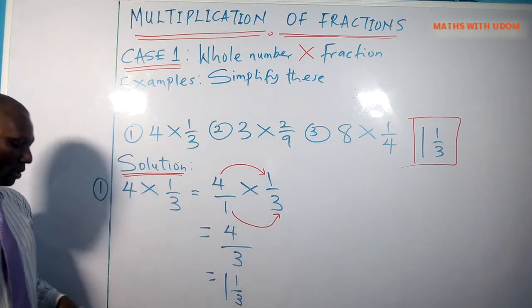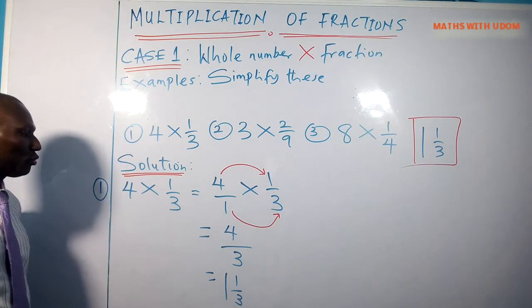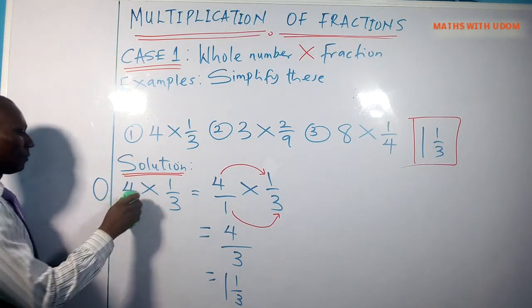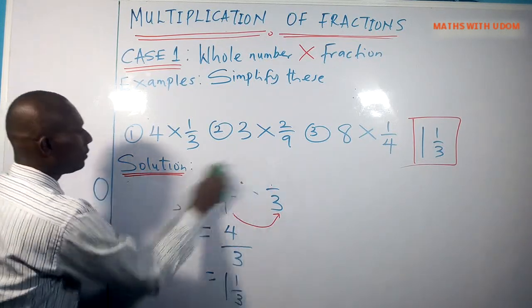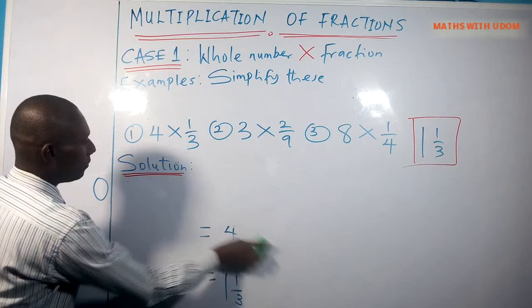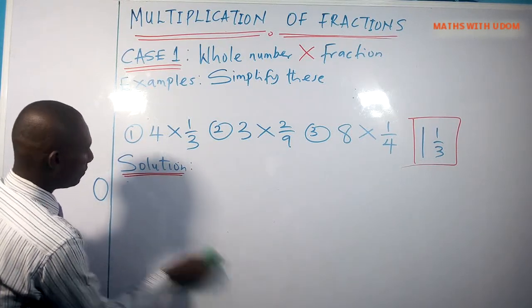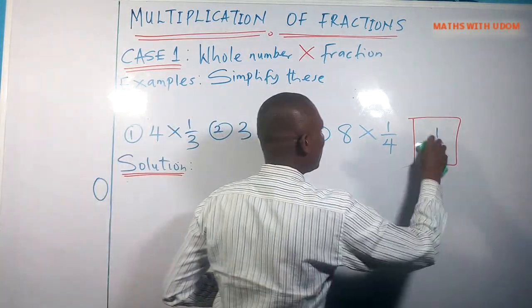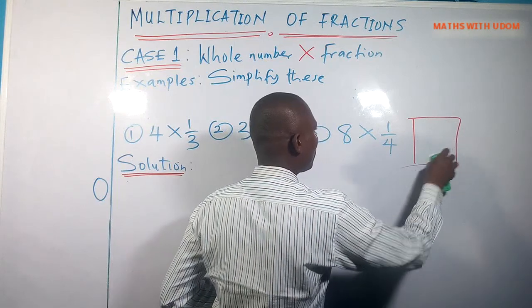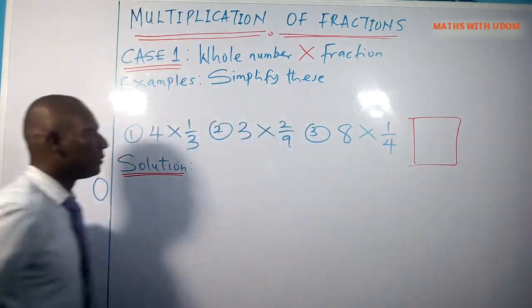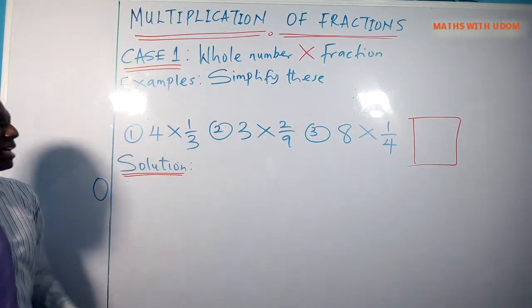Now let's move to our second example, example 2. Let's clean this. We'll come back to that. So for example 2, we have 3 times 2 over 9.